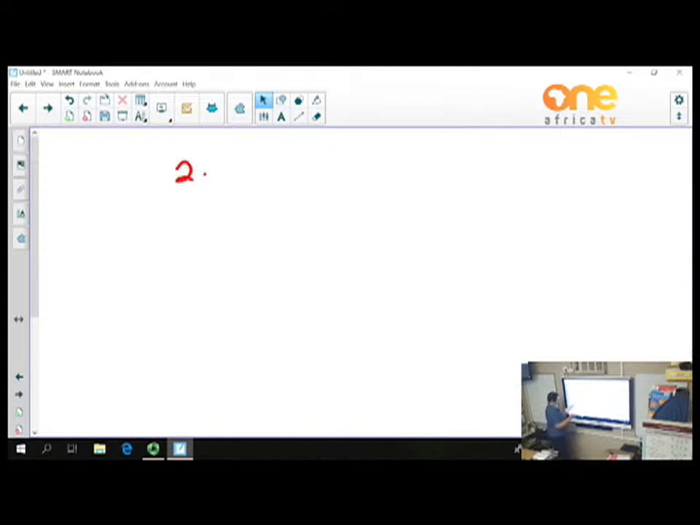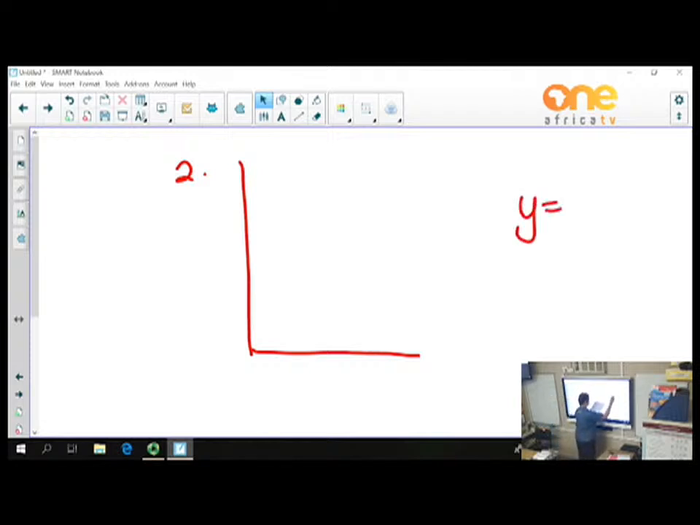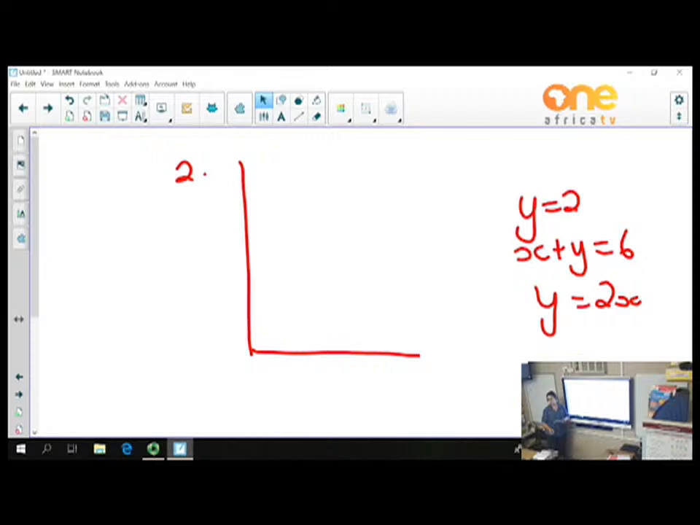Right. So the first one says, using a scale of 1 centimeter to represent one unit on each axis, draw the following lines. So I said you can do this one just in your books. We'll do the second one on graph, or there is actually graph paper there. Okay, so the equations that we are drawing are y is equal to 2, x plus y is equal to 6, and y is equal to 2x. And by now, this should be very easy for you to draw these lines.